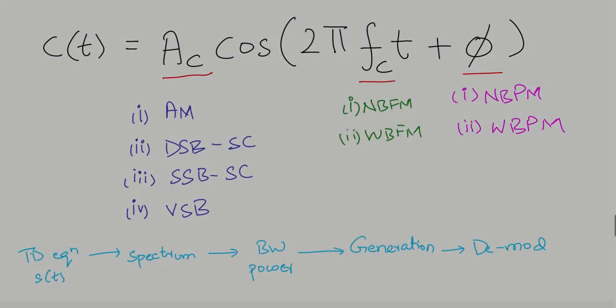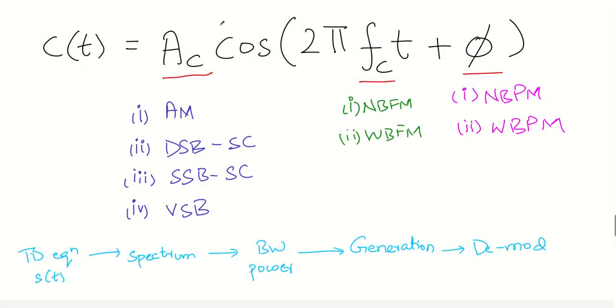So let's get started with amplitude modulation. We had seen these classifications earlier, so let's just give them some numbering so that it becomes easier later. So now we are going to start with AM and all these various things. In this video, we will look at the time domain equation of AM.